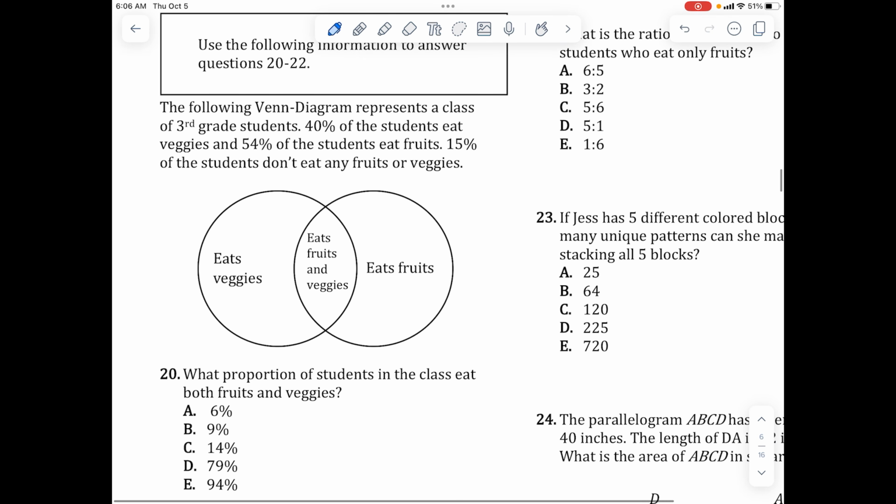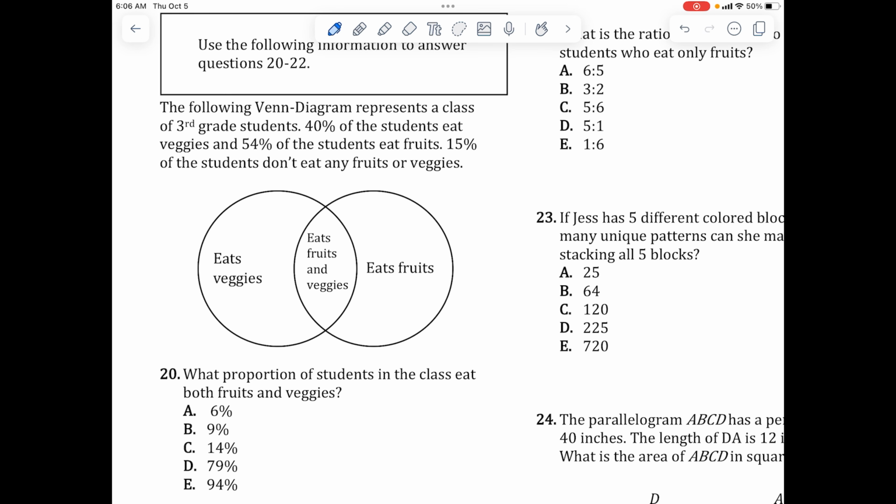Okay, the following Venn diagram represents a class of 3rd grade students. 40% of the students eat veggies, and 54% of the students eat fruits. 15% of the students don't eat any veggies or fruits. What proportion eat both fruits and veggies?